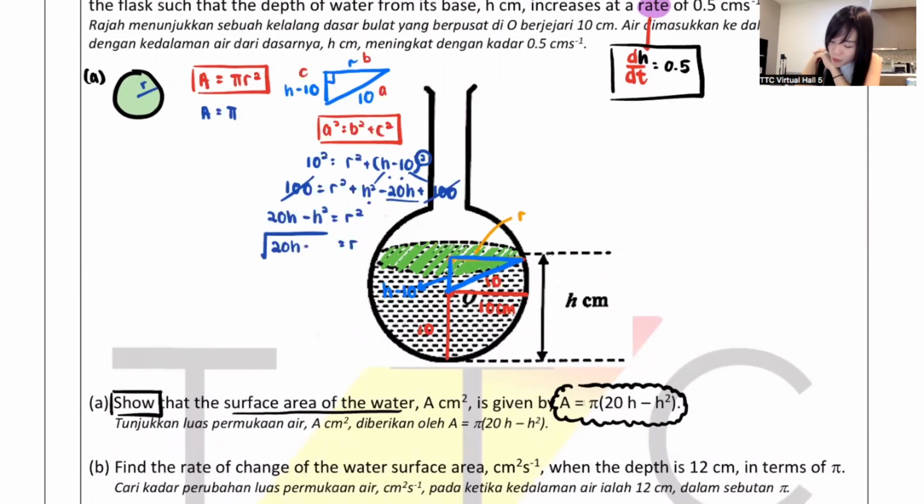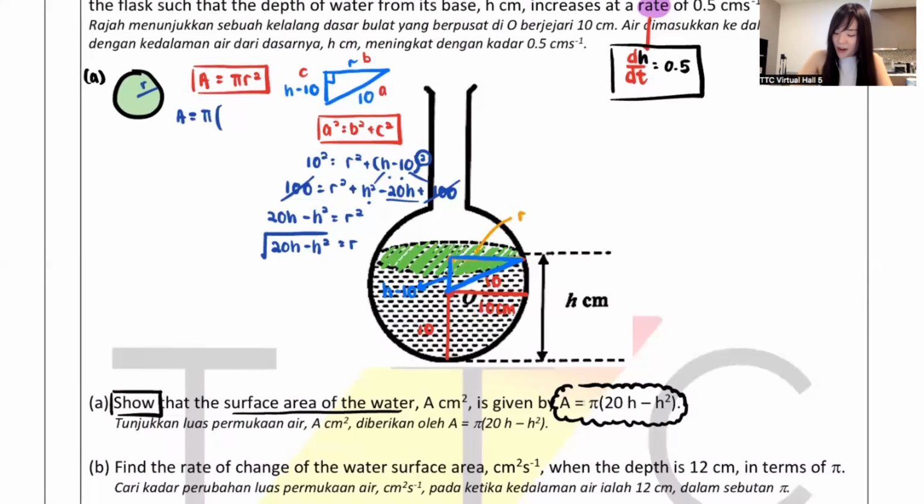Isn't it square root? Guys, finally, oh my God. Finally, we're getting our R value out. Can you see that? And once you guys got the R value, I think now you guys can sub inside your area. Because after all, this question never asked for R. People asking for surface area, correct?